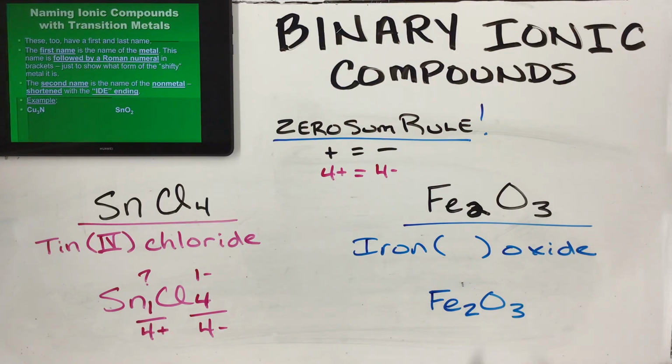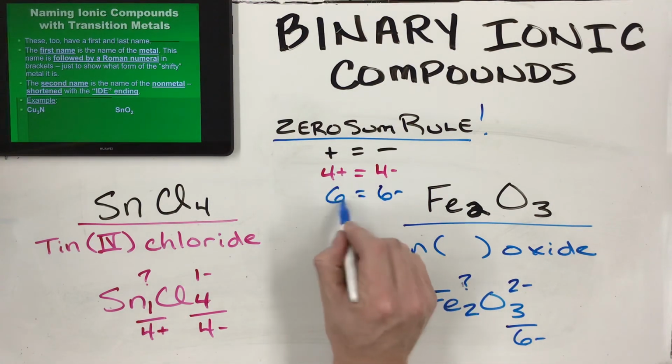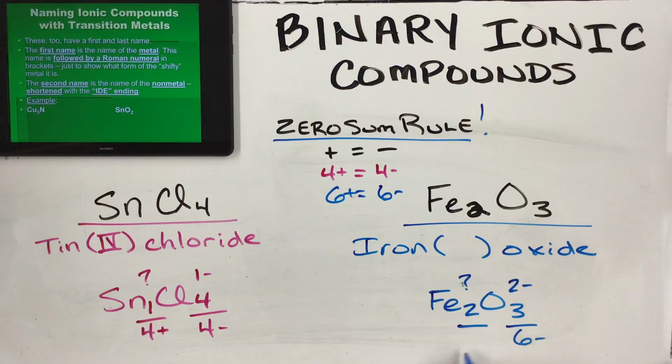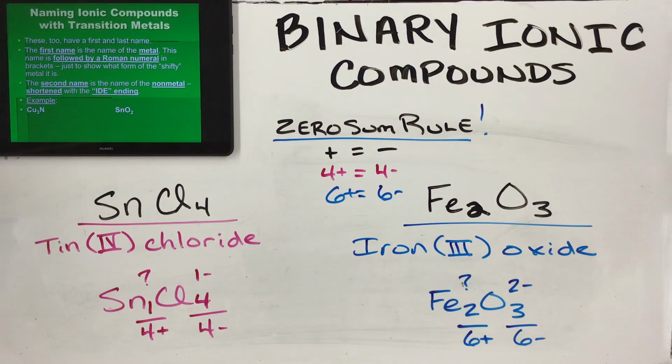And I go and say, okay, I have to find that charge right there. Question mark. Go with what I know. 2 irons, I know I got that, and I know I got 3 oxygens. The charge on an oxygen is 2 minus. 2 times 3 is 6. If this side is 6 minus, the other side has to be 6 plus. So go over here, 6 plus, to cancel that out. 2 times what gives me 6? 2 times 3. This is iron 3 oxide.